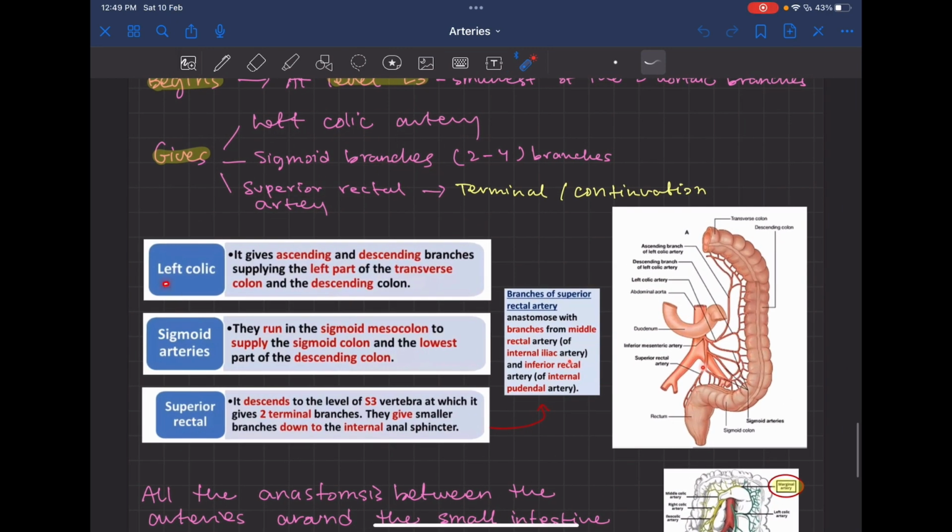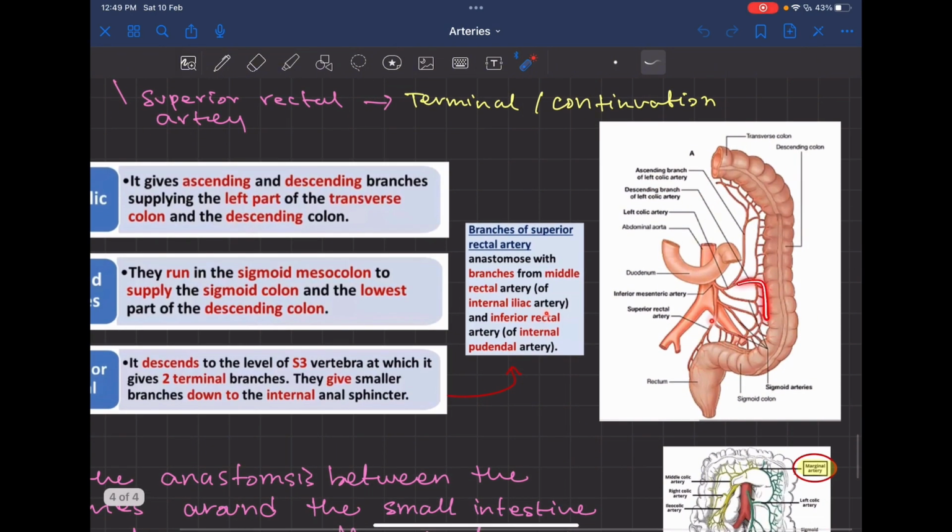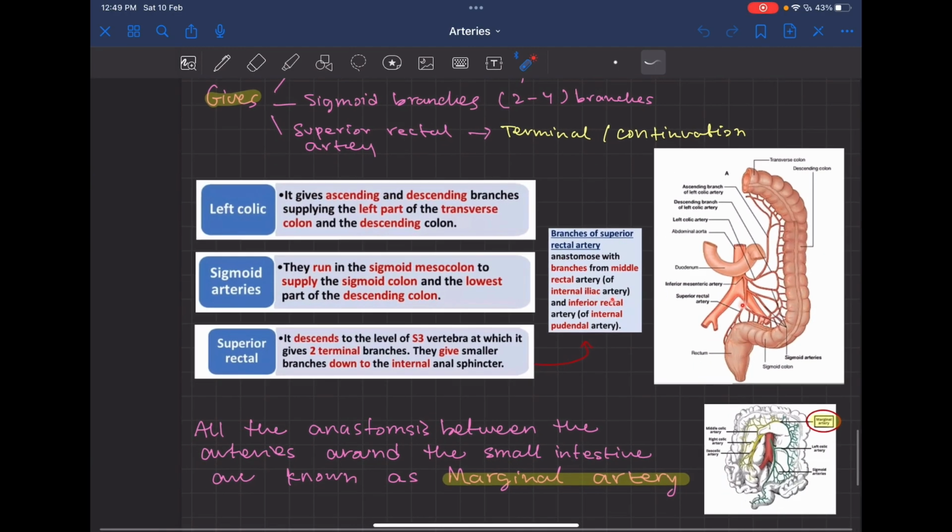The left colic branch, which I just mentioned, gives supply to the descending colon, and it gives supply to the distal third of the transverse colon, because it's considered part of the hindgut. And as you can see here, it's also giving off ascending and descending branches. The ascending branches are going to anastomose with the left part of the middle colic arteries, and the descending ones are going to anastomose with the sigmoid arteries.